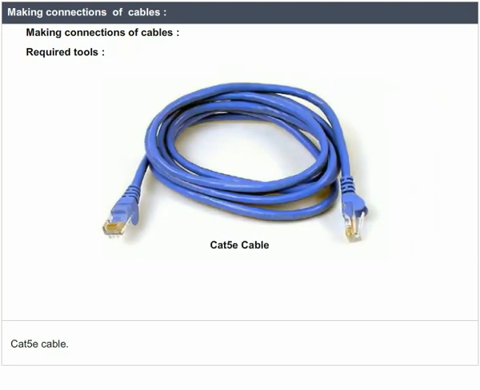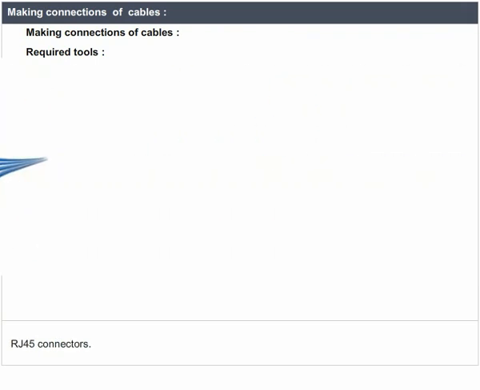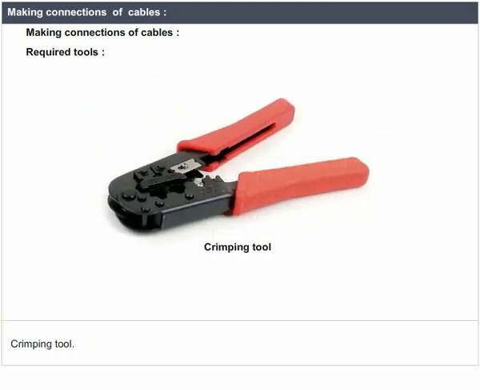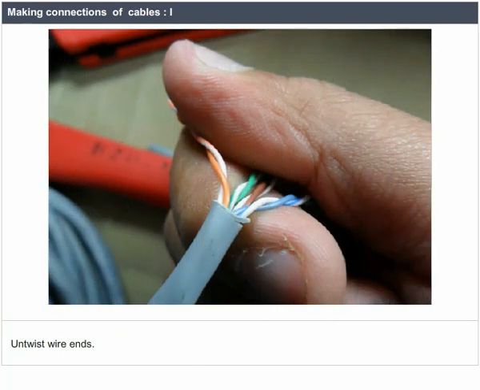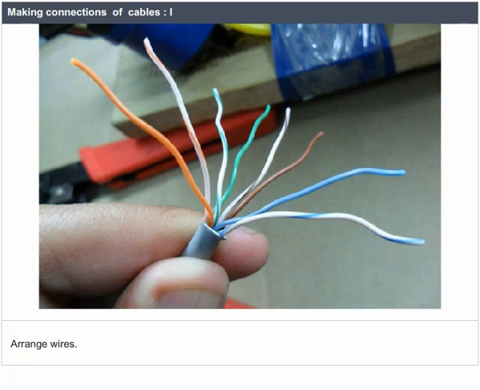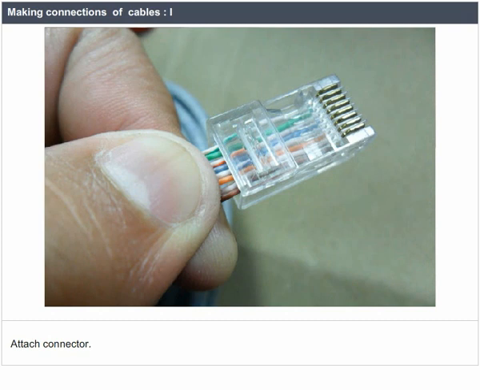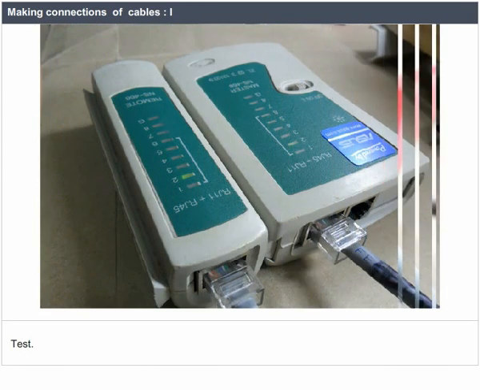Making connections of cables. Required tools: Cat5e cable, RJ45 connectors, cable stripper, scissors, crimping tool. Let us see what are the steps involved for making connection. First step is to strip cable end, untwist wire ends, arrange wires, trim wires to size, attach connector, check and crimp. Finally, test it.